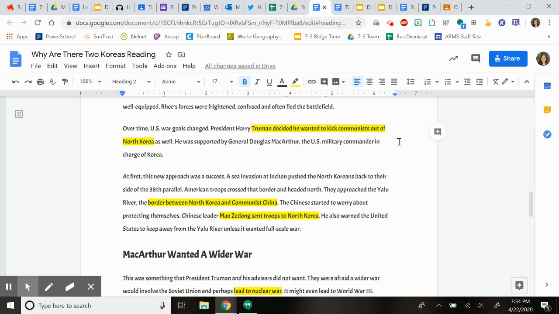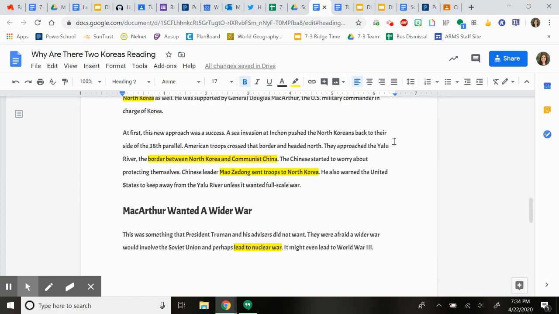President Harry Truman decided he wanted to kick communists out of North Korea as well. He was supported by General Douglas MacArthur, the U.S. military commander in charge of Korea. At first, this new approach was a success. A sea invasion at Incheon pushed the North Koreans back to their side of the 38th parallel. American troops crossed the border and headed north. They approached the Yalu River, the border between North Korea and Communist China.